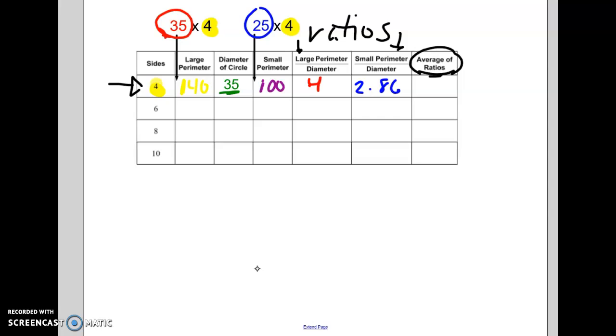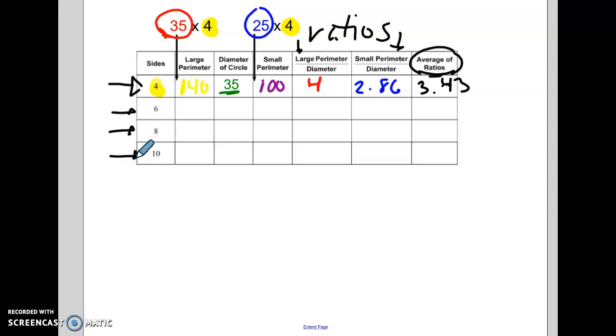So here, maybe I'll just write it in black. Okay, and so I'm going to write it in black. And we said the average here was 3.43. Now we're going to do the same thing for all of these different length sides.